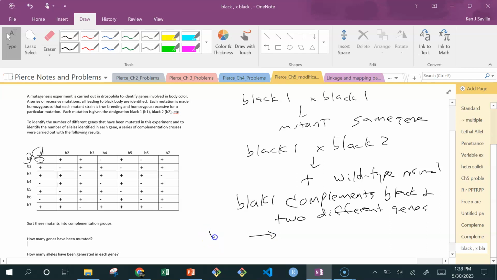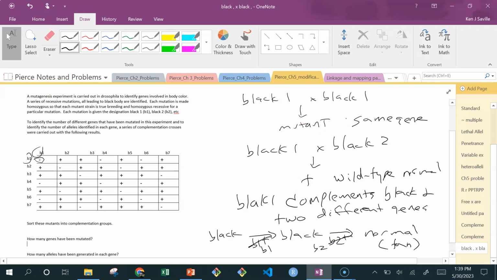What does that mean? That means we have some kind of black pigment that gets converted to some other pigment that then gets converted to normal pigment, which is tan in fruit flies. And this might be the black 1 gene and the black 2 gene. And we need at least one normal copy of black 1 and at least one normal copy of black 2. We need both of those to get normal. If we mutate black 1 and we have 2 mutant copies, then it's black. If we mutate black 2 and we have 2 mutant copies of black 2, then it's black.